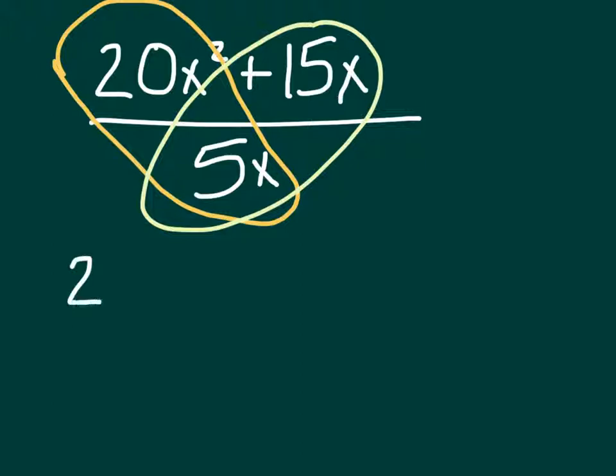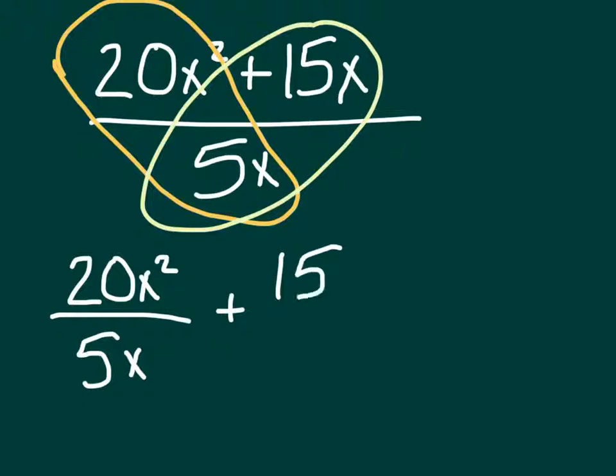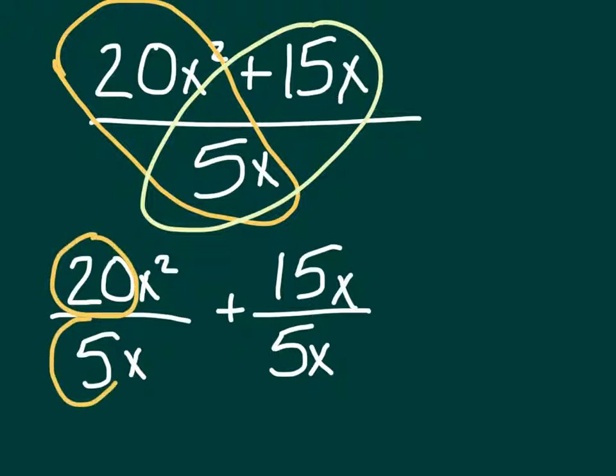I think it's easier to visualize if I make two separate fractions here, two separate situations. And you'll notice they both have the same denominator. Oh, can't forget my x. So now for me to visualize, it's a lot easier. So 5, I'm going to look at my coefficients again. 5 and 20 here. Okay, and 20 divided by 5 is 4.